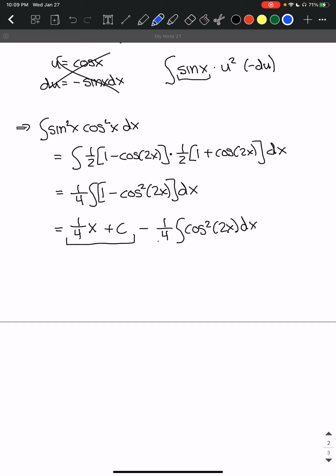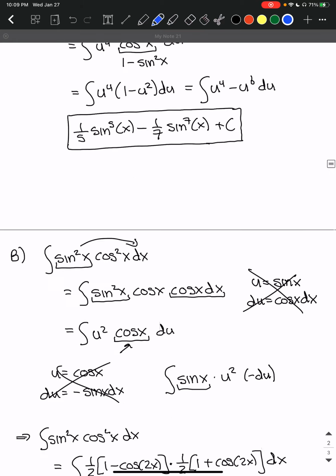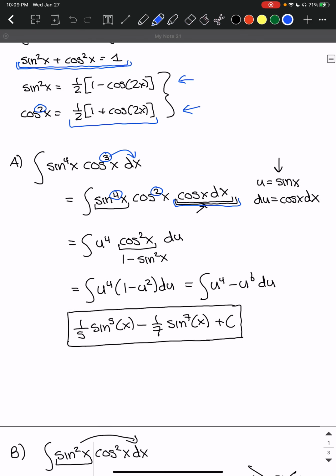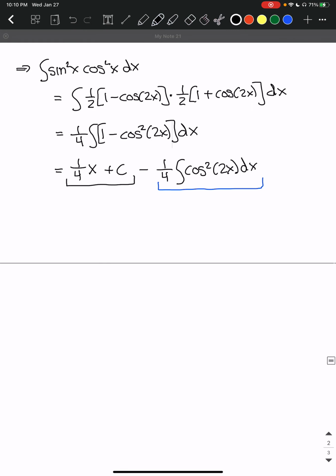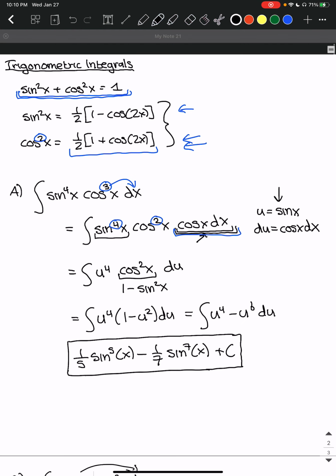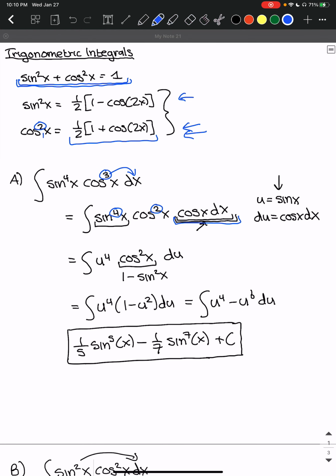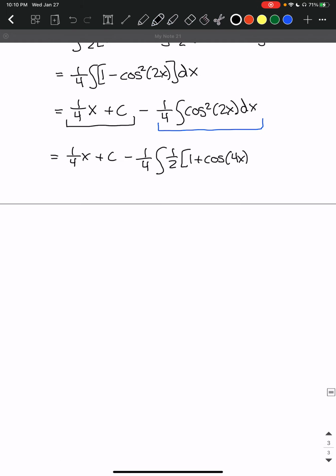This last part, we run into a similar problem, right? There's no u substitution I can make to do anything here. So I literally just have to plug in this identity again. So I'm running this back here, and I get that this is equal to 1/4 x plus c minus 1/4, and then the integral of 1/2 times 1 plus cosine. This time it's of 4x, right? When I input a term here, cosine of something x, I have to double that something on the inner term. So I pop out 1 plus cosine of 4x dx.